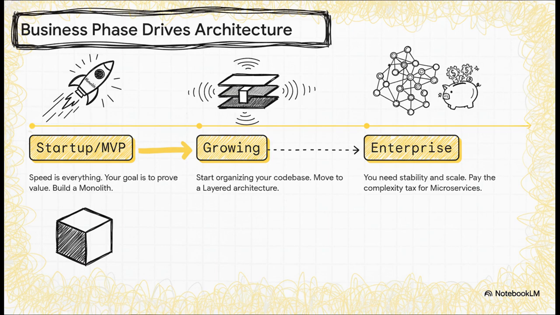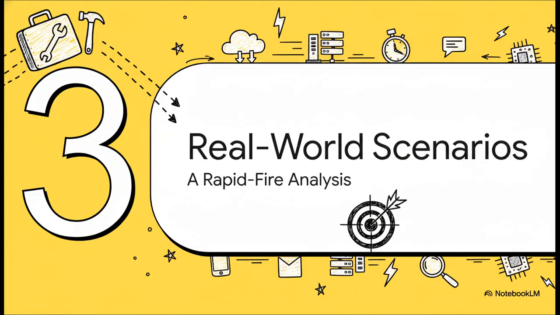And finally, maybe the most important factor of all, your business phase should drive your architecture. If you're a startup building an MVP, your number one goal is speed. Build a monolith and find out if people even want your product. As you grow, sure, introduce layers to keep things organized. Only when you get to that enterprise level of scale and complexity should you even think about paying the microservices tax.